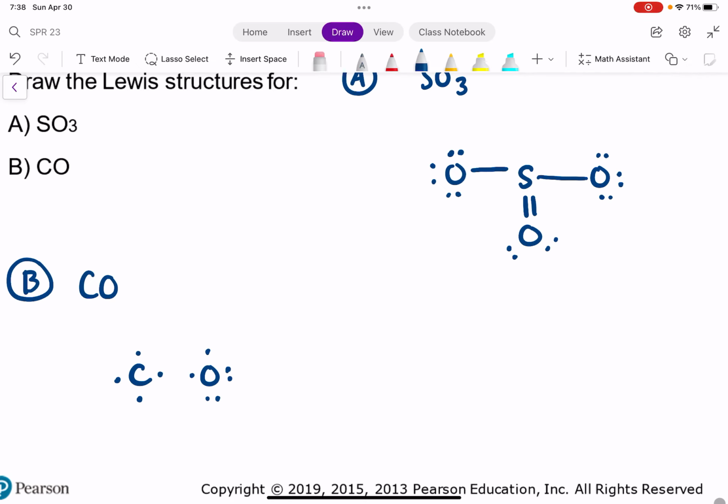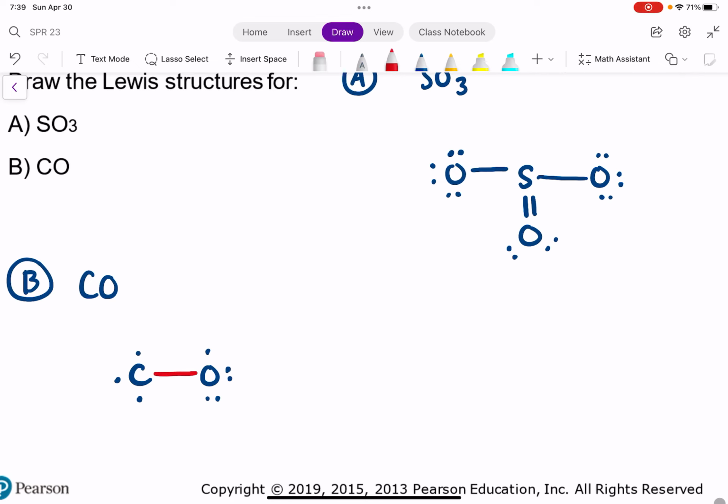Okay, are either of these atoms happy right now? No, they're not. So what are we going to do? Well, I'm seeing that we can form some bonds here. So what if we could bond these two, right? So what happens when we do that? Let's get rid of those and put in our bond.